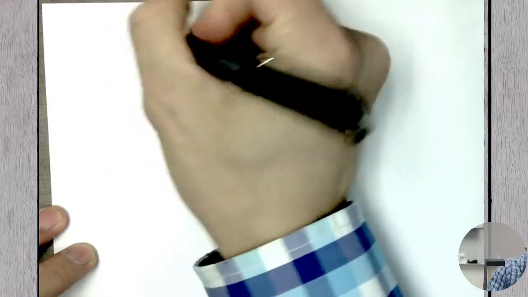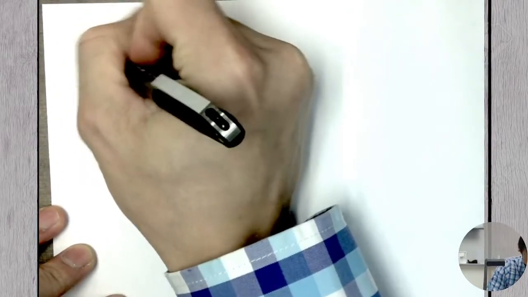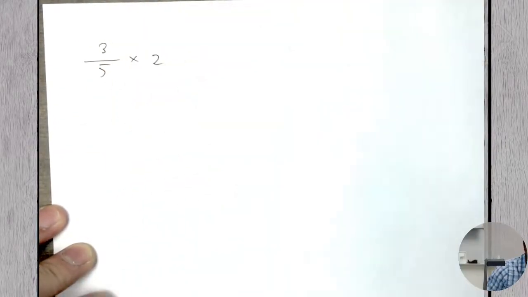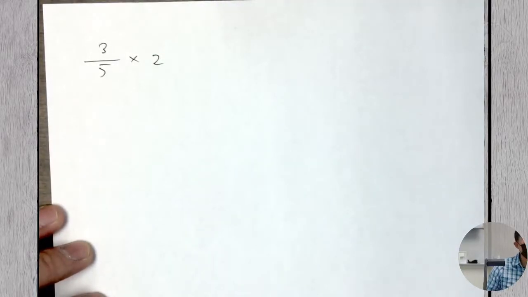Okay, so let's start with the review. Someone going to help me out, okay? I'm going to pretend that I don't know this. If I have a whole number, say 3/5, and I want to multiply by 2, what do I do? Someone tell me. Wenjin, what do I do? What do I do here?